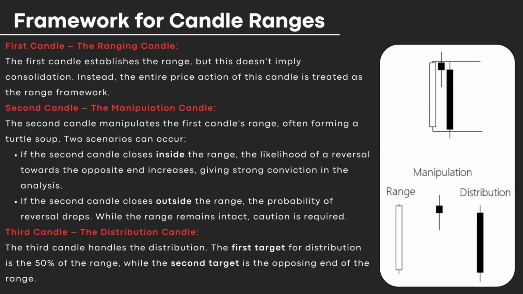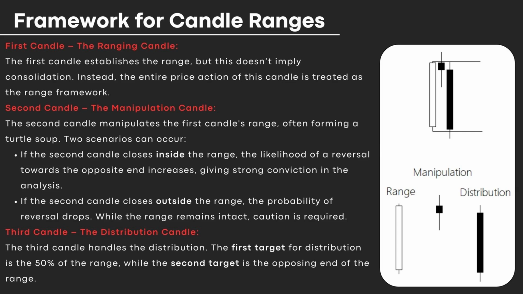Now, this manipulation of liquidity above or below the CRT can occur in two scenarios. The first scenario is when the second candle has a turtle soup above the candle range, just like you can see in the graphic, and then closes inside the range, meaning below the wick of the first candle range. In that case, the likelihood of a reversal towards the opposing end increases, we have stronger conviction in our analysis, and the odds of that CRT working out increase.